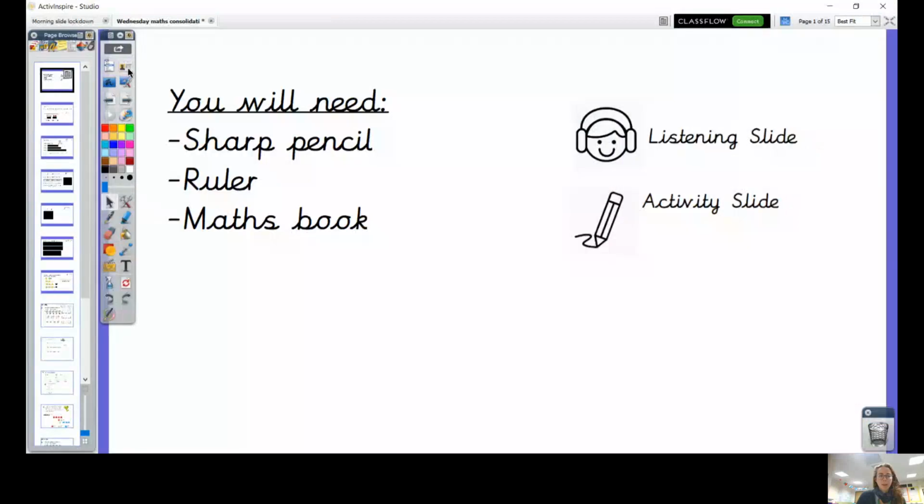Today we're going to be doing a little bit of recapping. Let's just make sure you've got everything you need in front of you. So you need a sharp pencil, your ruler and your maths book. Just check you've got those things.